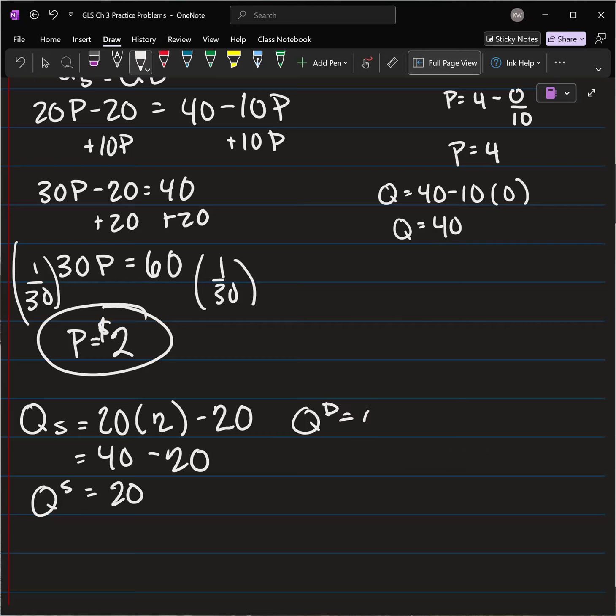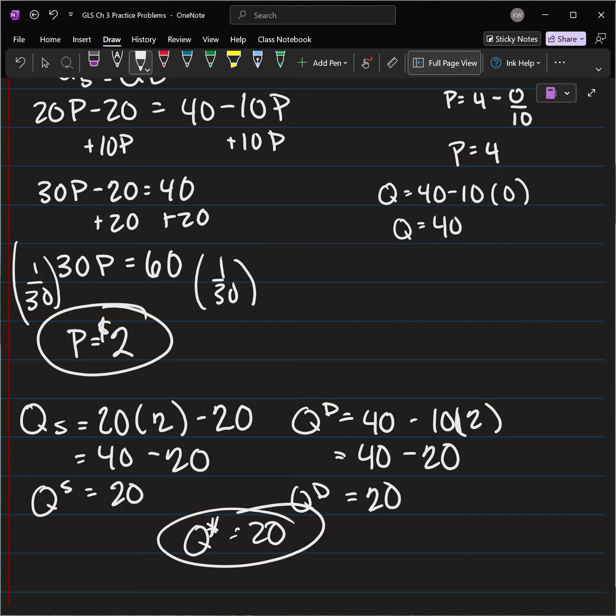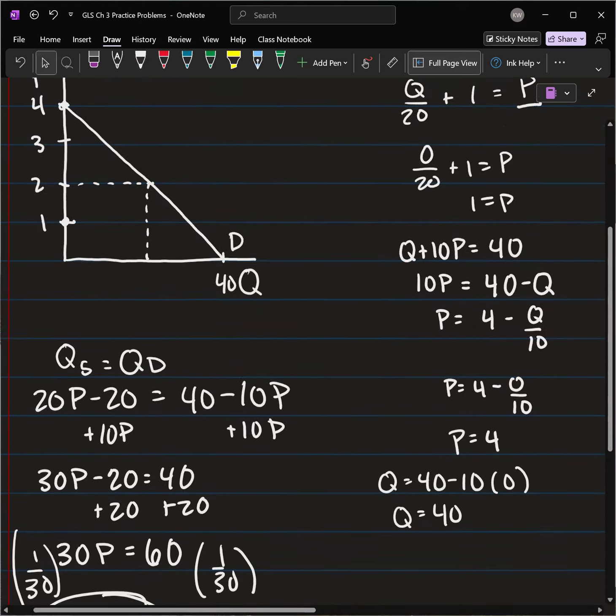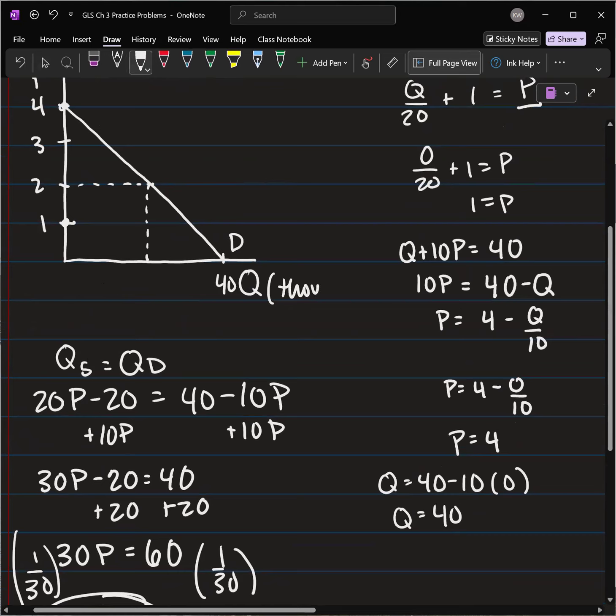Let's do the same for quantity demanded. That's going to be equal to 40 minus 10 times the price, which we found to be 2. Simplifying, we get 40 minus 20, which is going to leave us with quantity demanded equal to 20. So that equilibrium quantity is 20. In this case, quantity is measured in thousands of pounds.